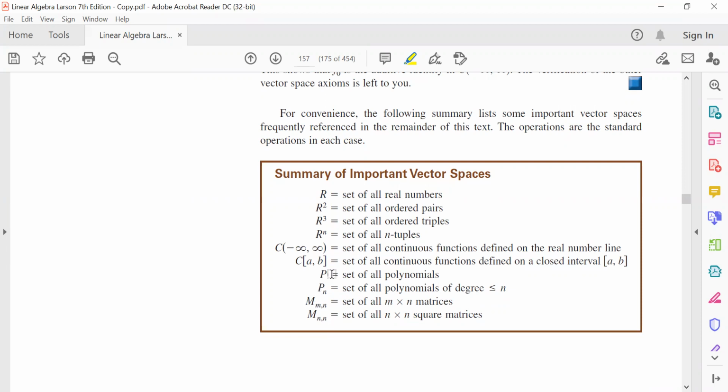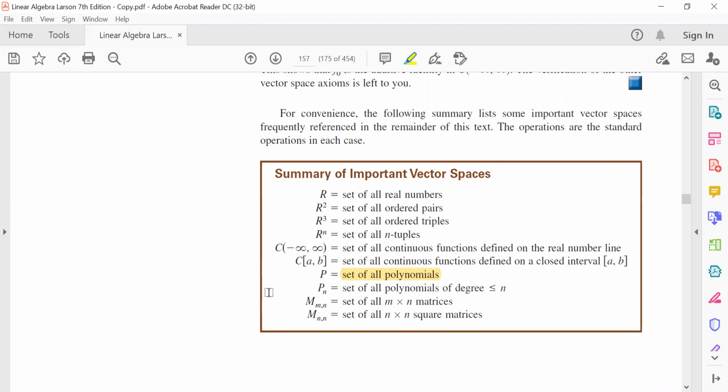I want to point out some of this. Let me get rid of this. This one here, the set of all polynomials. We didn't really discuss this one. Here we're talking about polynomials. We did Pn, polynomials of degree 2 or less. But the set of all polynomials means a set of all polynomials of any degree. And it includes all these second degree, third degree, fourth degree, fifth degree, ad infinitum.